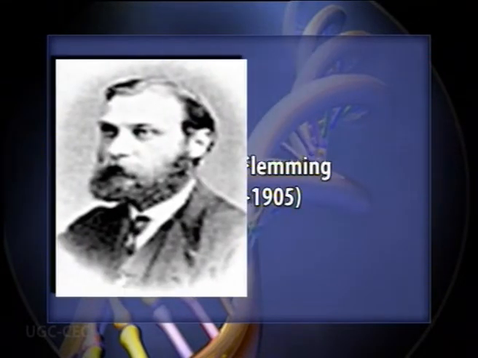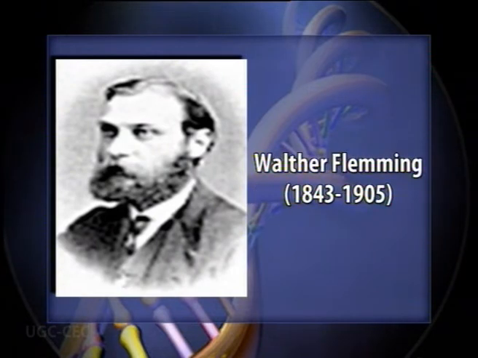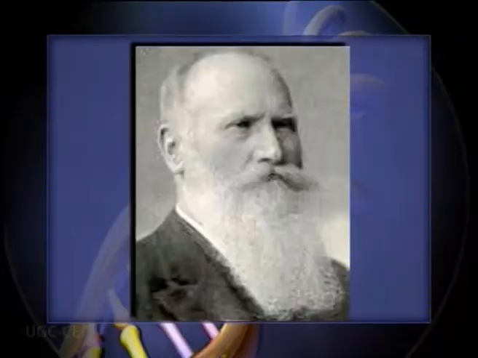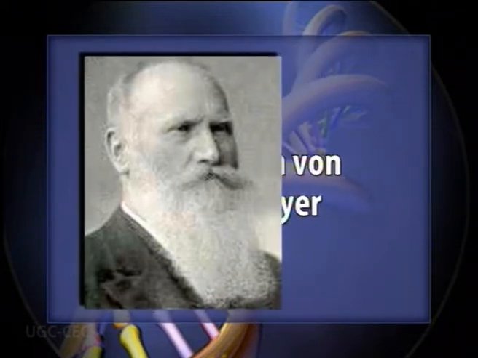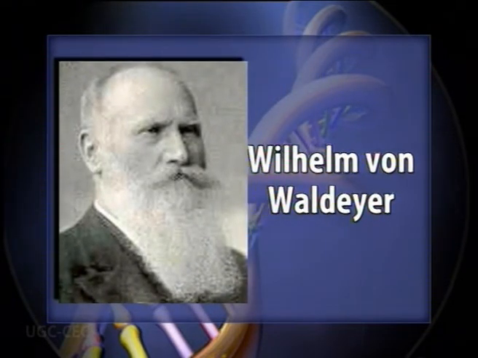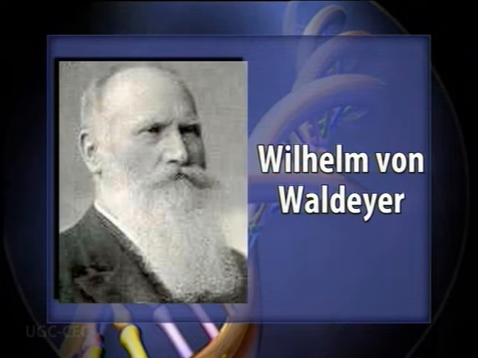Walther Fleming in 1879 introduced the term chromatin to describe the thread-like material of the nucleus that became intensely colored after staining. The name chromosome was coined by German anatomist Waldeyer in 1888 for the darkly stained bodies of nucleus.